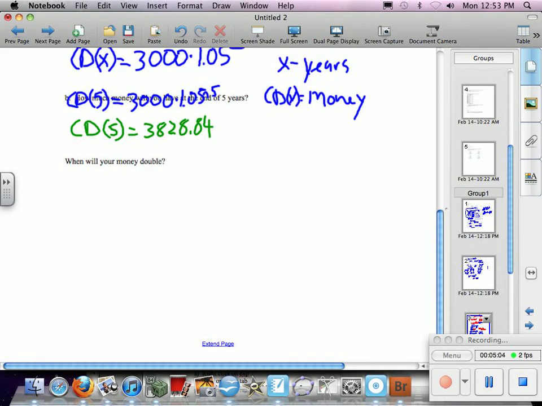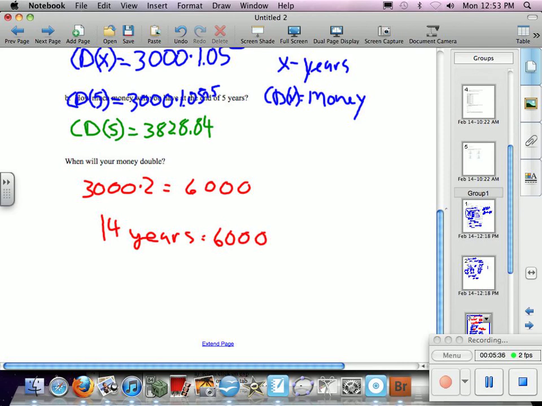I know that, and the way that I can show that work is I can say, double my money, 3,000 times 2 equals 6,000. Okay, and by looking on my list, I can see that somewhere around 14, a little over 14 years, I'm going to end up with $6,000, which is twice that amount.